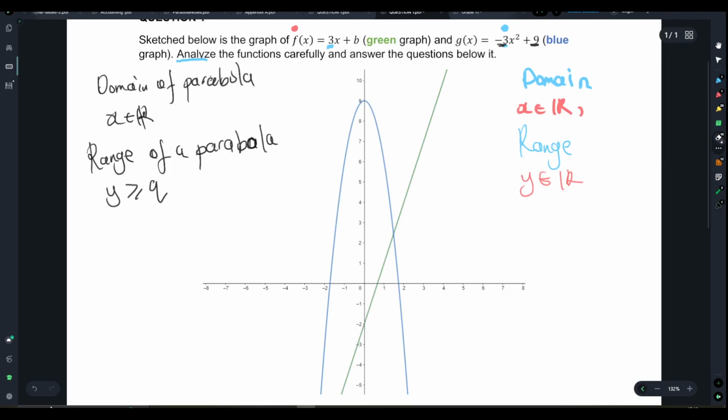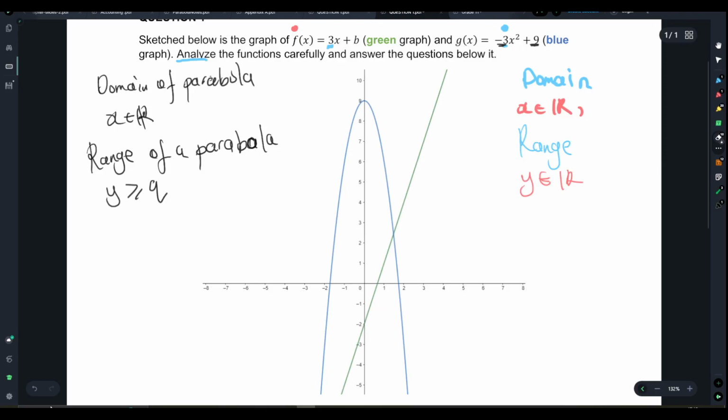should be less than or equal to q. Why? Because a is less than 0. I think in the recent document that I've sent you, I've demonstrated this. Okay, but let's continue.